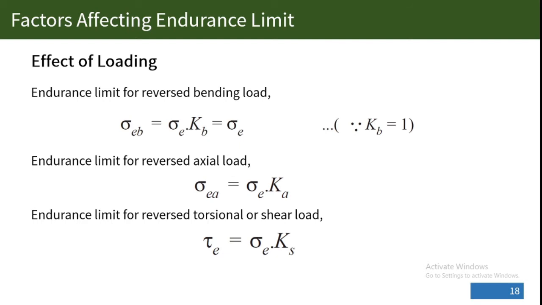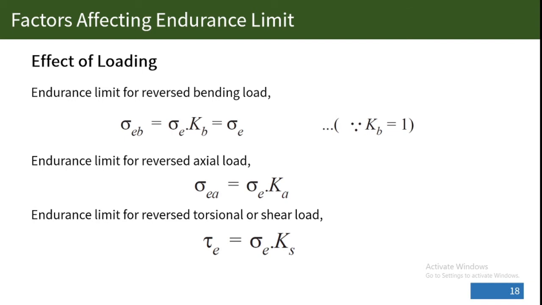For endurance limit for reversed bending load, denoted by sigma sub EB, it is the product of the endurance limit for completely reversed stresses, sigma E, and the load correction factor, K sub B. And so, if K sub B is equal to unity, or 1, which is usually taken as shown in the previous slide, sigma EB is just equal to sigma E. Alright, since K sub B is usually taken as 1, thus the endurance limit for reversed bending load is simply equal to the endurance limit of the material.